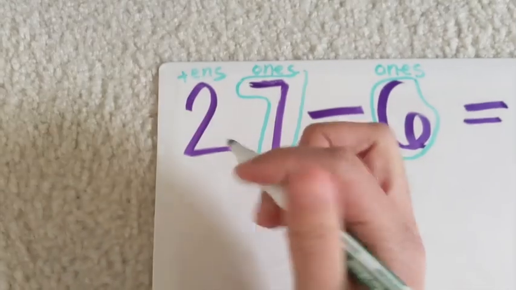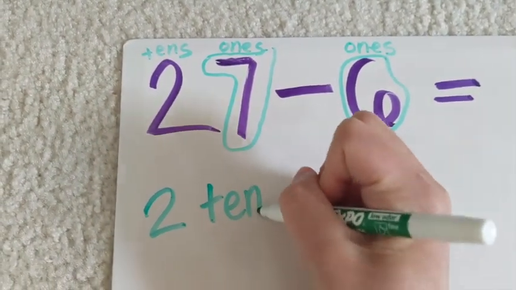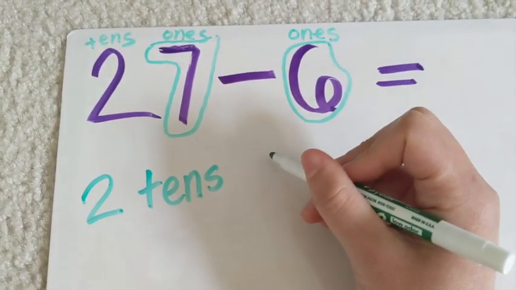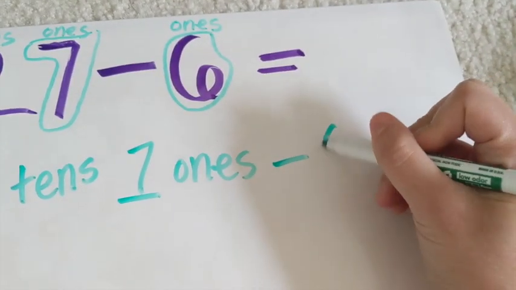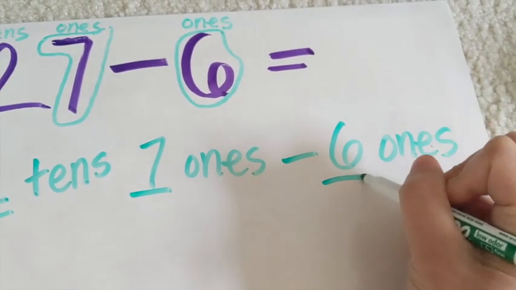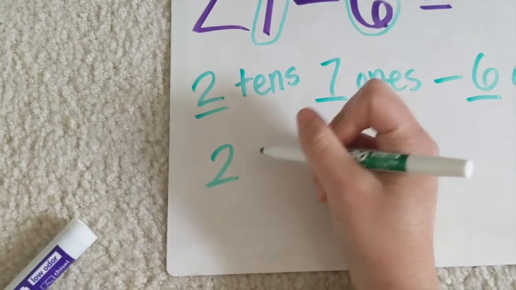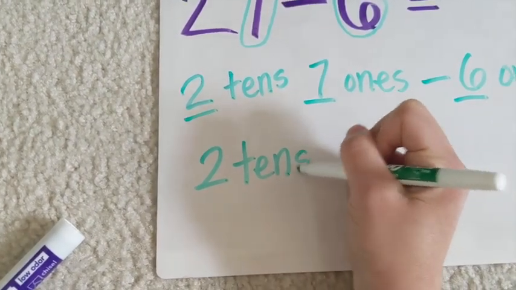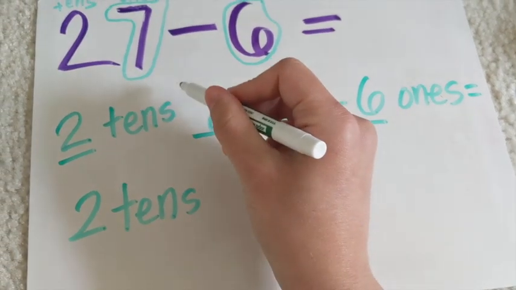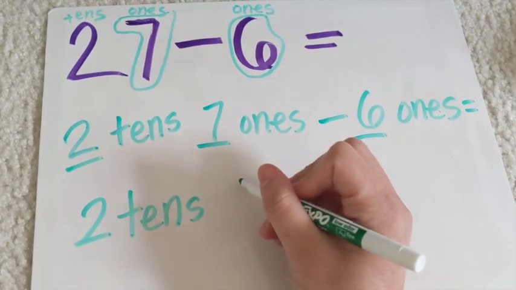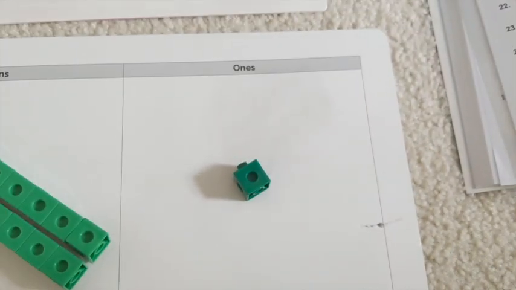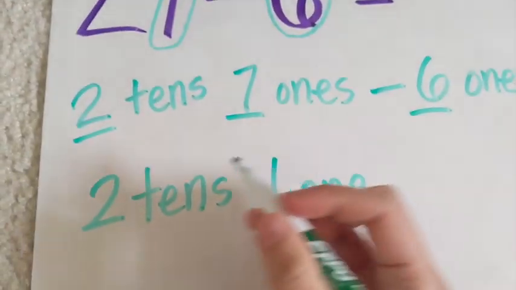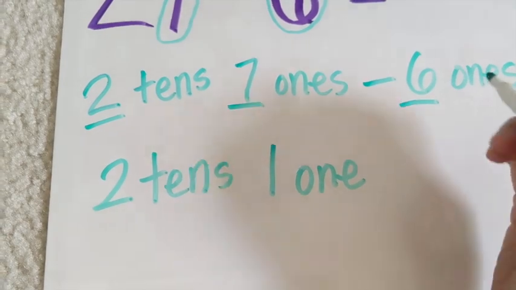So let's write this down. I still have 2 tens. And I used to have 7 ones. But I took away 6 ones. So that becomes, I leave my 2 tens alone. See how I still have my 2 tens? I didn't need to take anything from there. 2 tens. And now my 7 minus 6 became 1. I only have 1 left. Remember when I took away the 6 ones? My 7 ones just became one single cube. So I have 2 tens and 1 one.